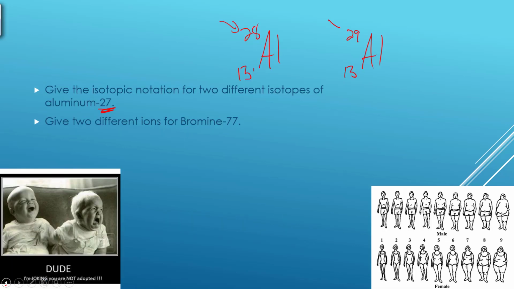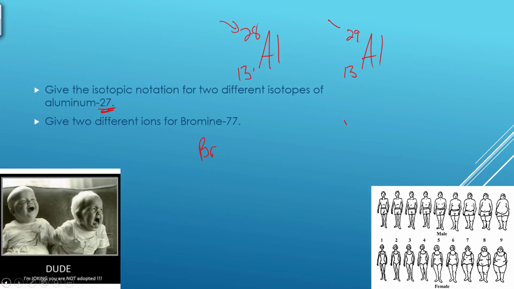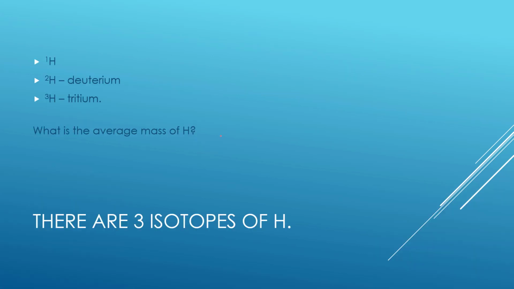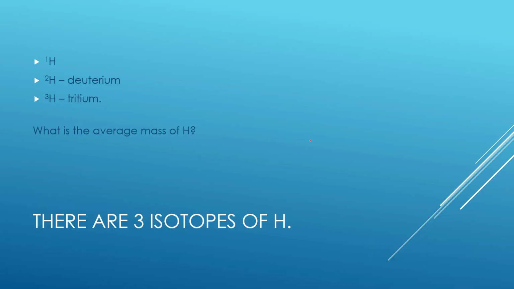Give two different ions for bromine-77. Bromine-77, and 77 goes on top. Ions have different charges. If I just put charges on it, bromine -1, 77, and the bottom number is 35. Now bromine needs another, different charge.